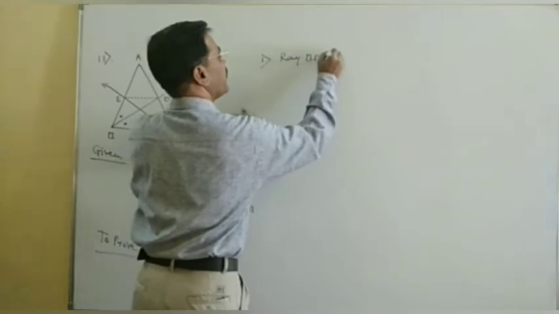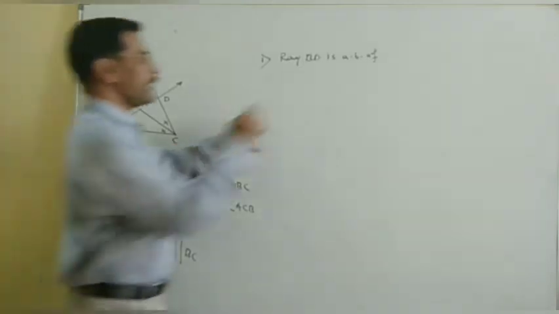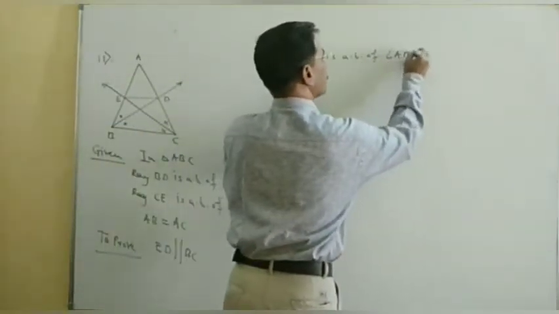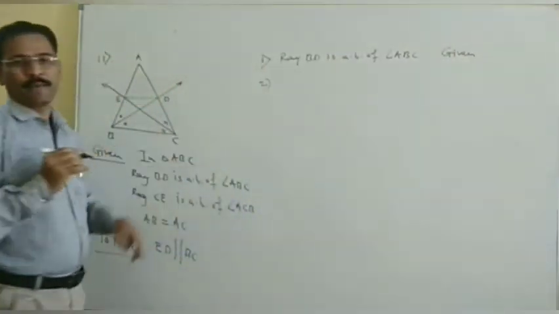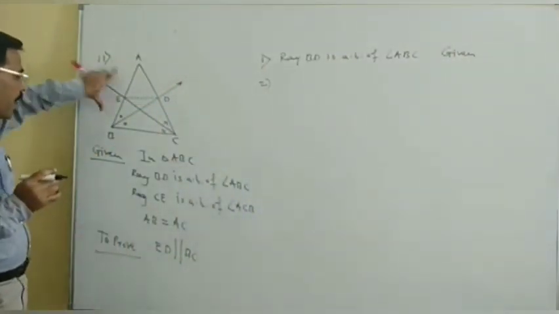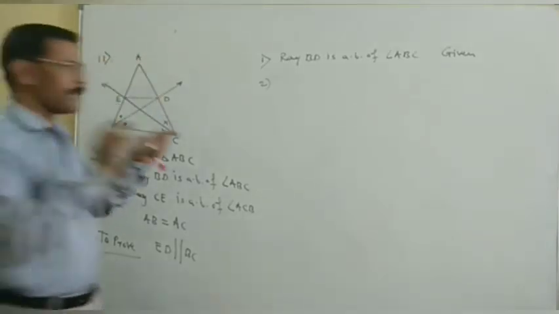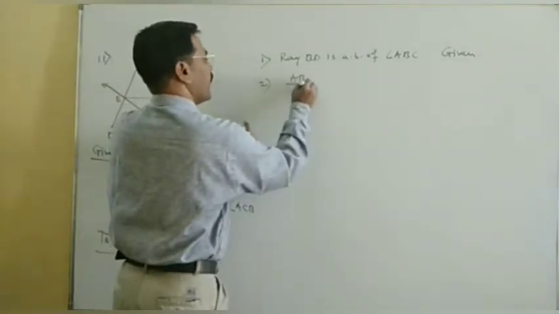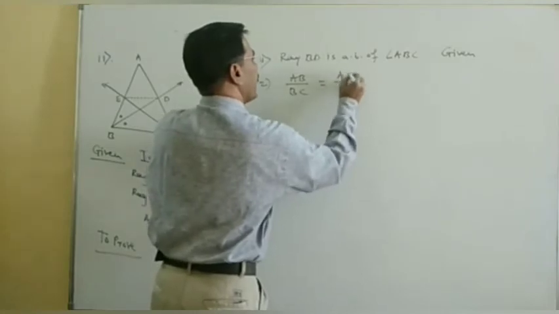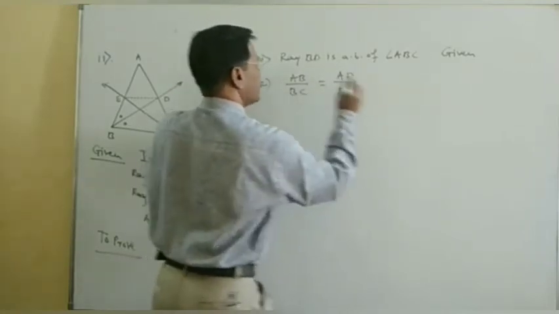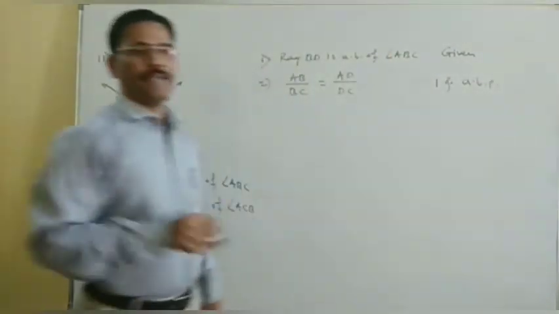Ray BD is angle bisector of angle ABC. It is given, so we can apply the angle bisector property. What is that? AB upon BC is equal to AD upon DC. Just think that much part only. AB upon BC is equal to AD upon DC. This is from 1 and angle bisector property.